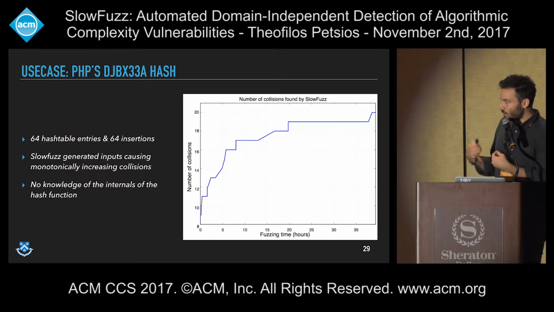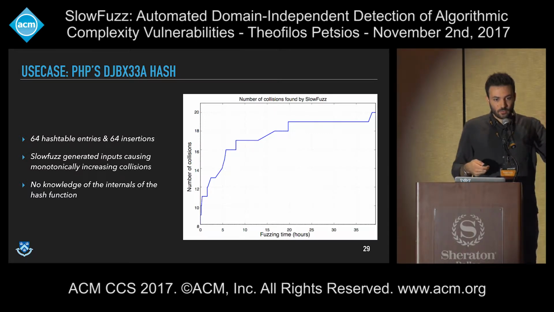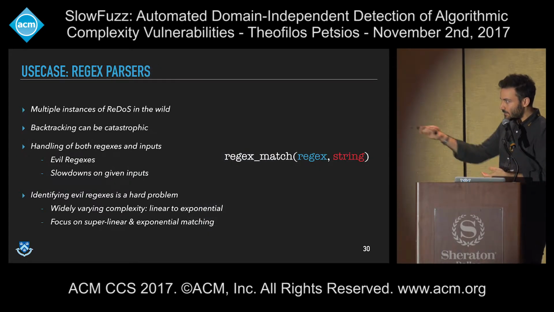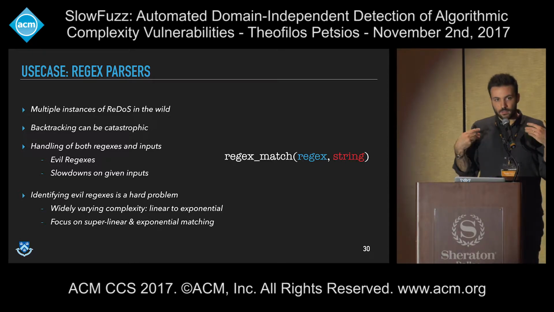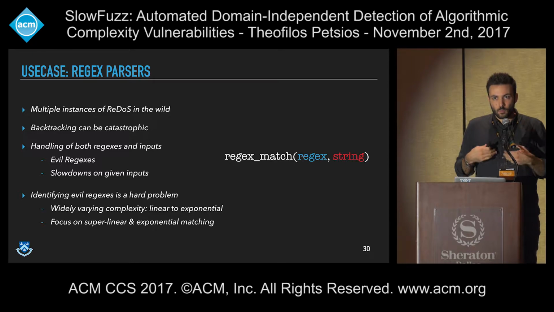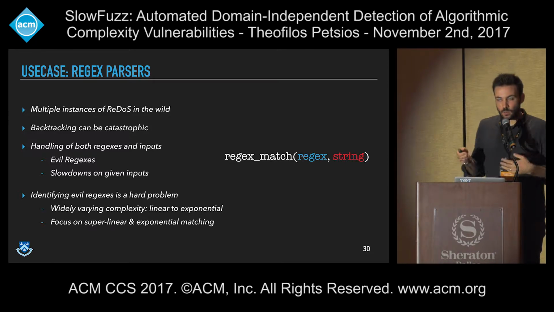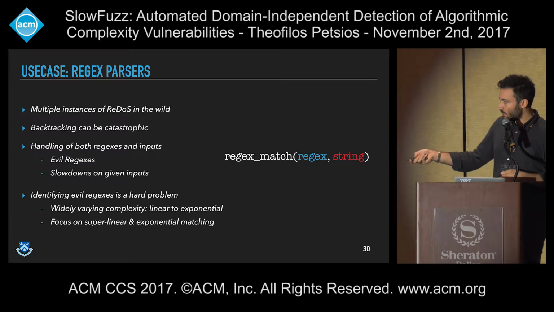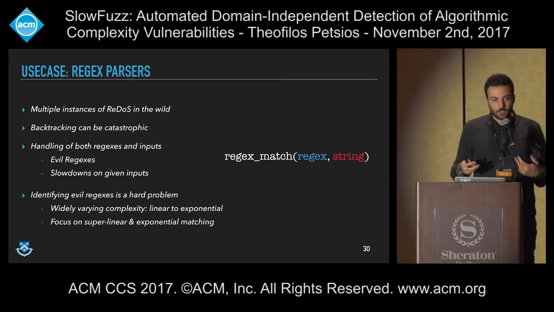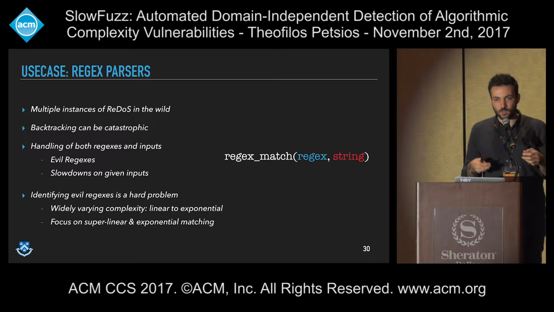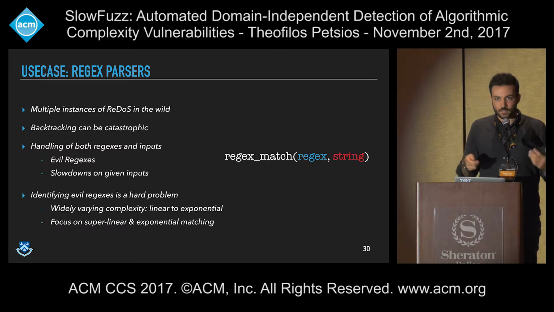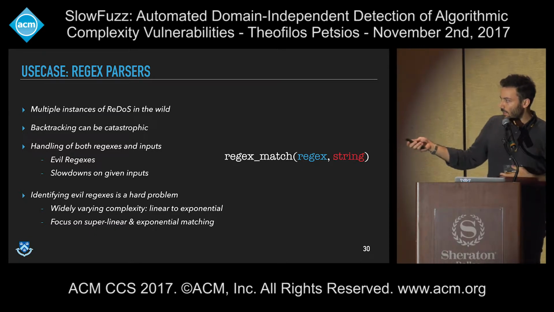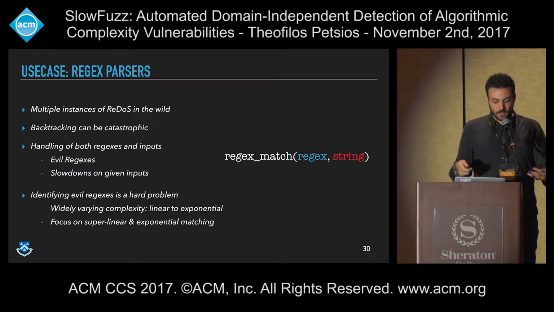So we said, okay, how about we go to other cases of complexity vulnerabilities that have been exploited in the wild. And one notable example is, of course, regular expression denial of service attacks. So whenever we have regular expression matching, we have this problem of backtracking. So in cases where you have a regular expression to be matched against a certain string, it could be that your regexes are what we call evil regexes. So they will cause an exponential or quadratic or superlinear in general slowdown on a given input once they are matched.